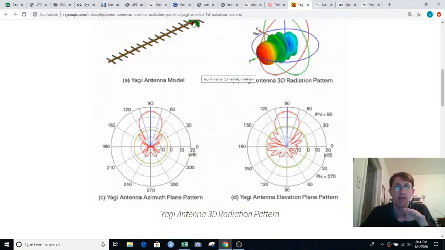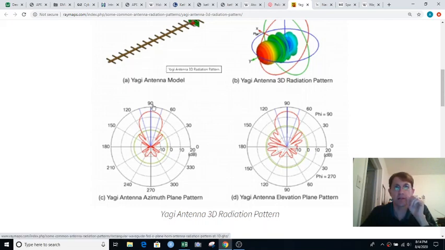You can also do the same thing with antennas. You might have seen radio antennas that look kind of like this. That's called a Yagi. And you can say, how sensitive is it directly ahead? How sensitive is it directly behind? How sensitive is it off to the side? You can even do that in 3D.